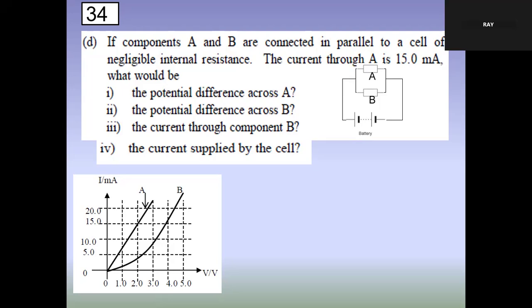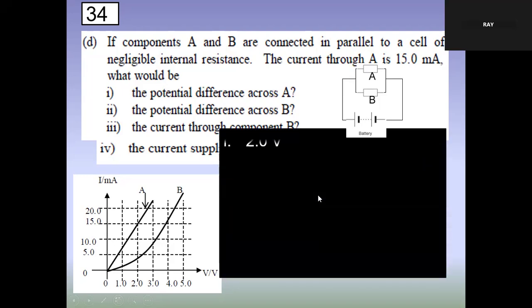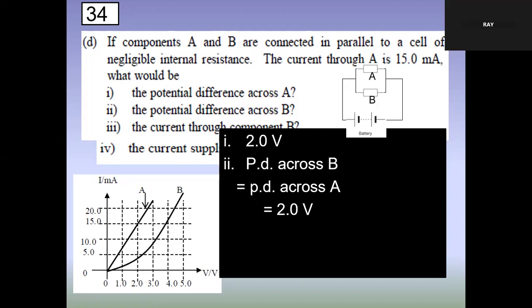Reading from the graph, 50 milliampere gives 2 volts. Potential difference across B, almost 4 there lah. No, I cannot read like that. Potential difference across A and potential across B is the same. It's parallel. This is 2 volt.